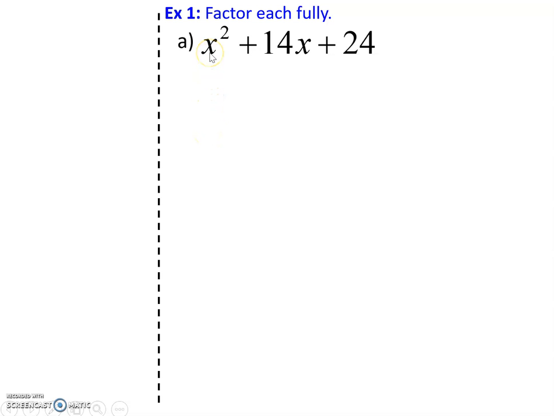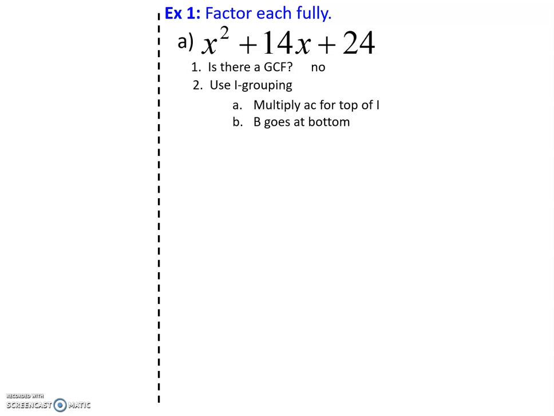Okay, copy this example down, and let's work it out. We're going to factor the trinomial x squared plus 14x plus 24. Is there a GCF? Hopefully you said no. You would be correct. There's 3 terms, so we're going to use I grouping.